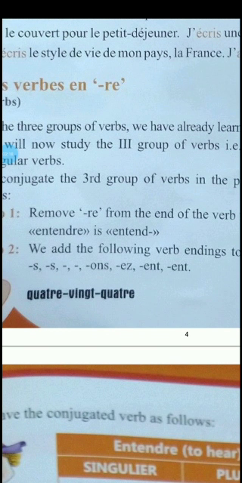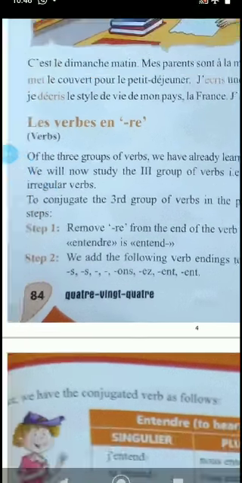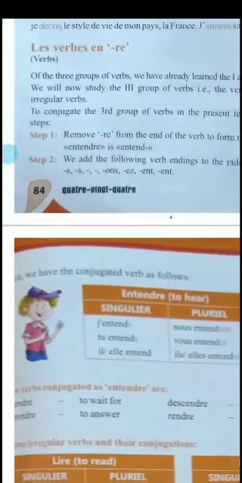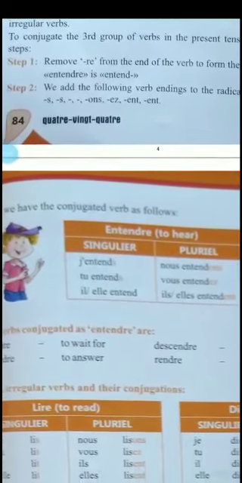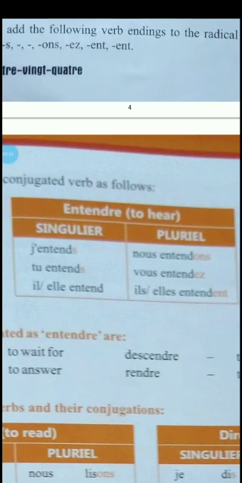For example, here they have given entendre. The RE will be taken out, the radical will be entend, and then you add the endings: s, s, nothing, nothing, ons, ez, ent, ent. Now we have conjugated the verb: entendre, to hear, that is j'entends, tu entends, il entend, nous entendons, vous entendez, ils entendent, elles entendent.